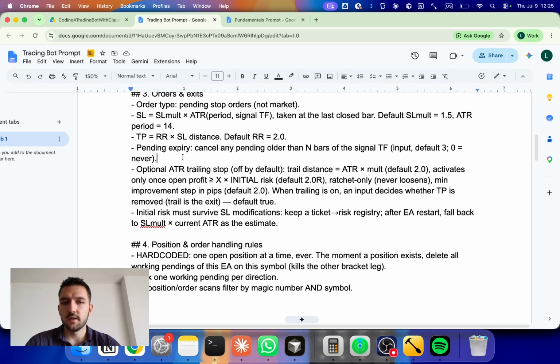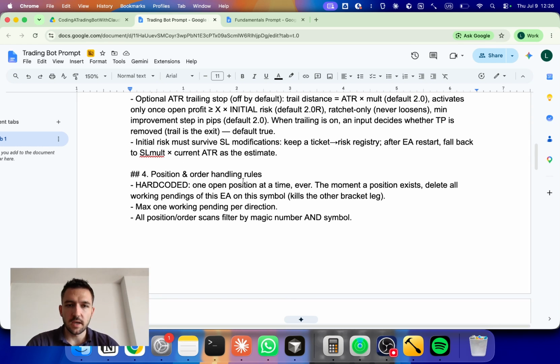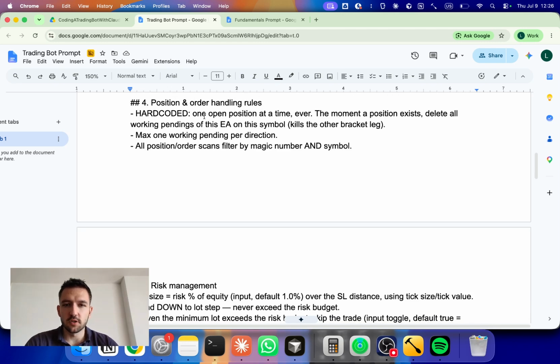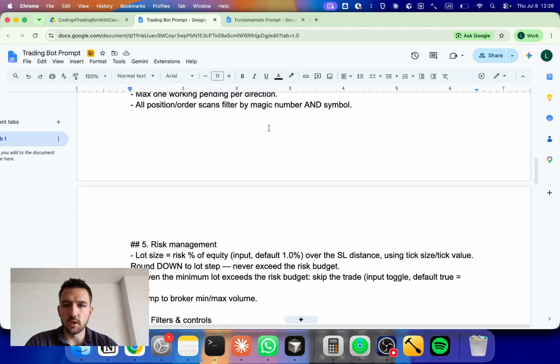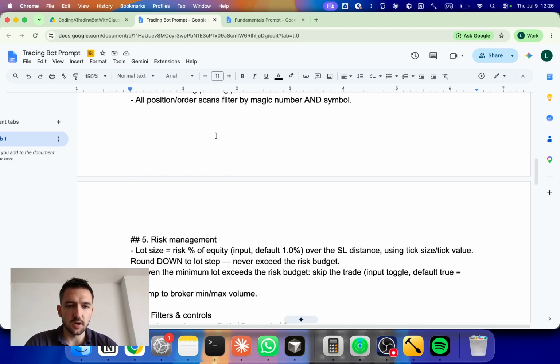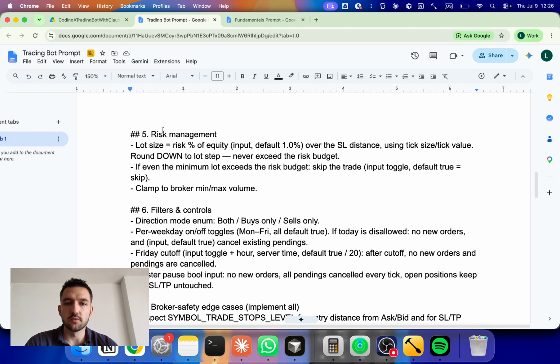Pending expiry, so we're going to cancel any pending orders if they're not activated by n number of bars. This is just good to not leave orders for too long because the trend may change. And basically that's it. For position and order handling rules, hard coded, like one position at a time. That's what we need. We don't need anything else there. Each one of them is going to have the magic number.